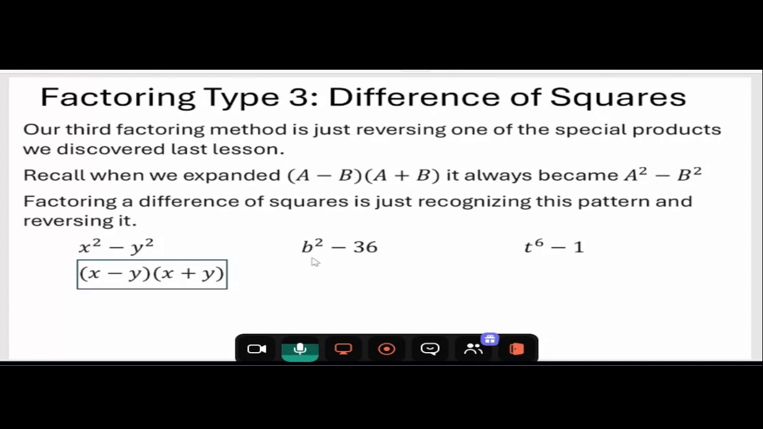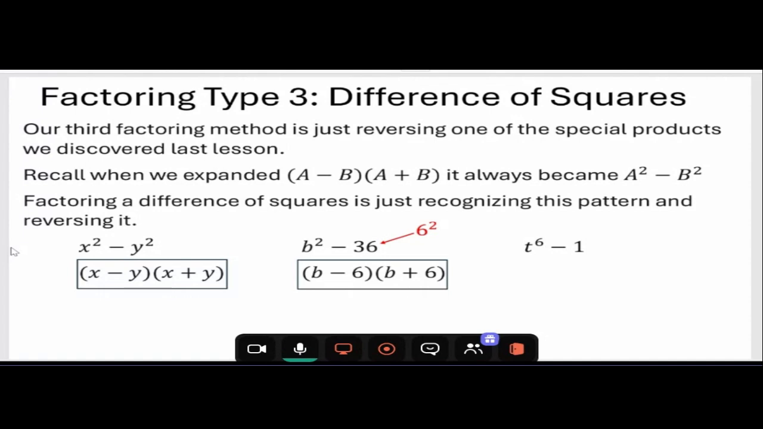How about this one? b squared minus 36. Is that something squared? Yeah, it is. b squared minus 6 squared. So that fits the pattern. Something squared minus something squared. a squared minus b squared, right? So as soon as you recognize you have the pattern b squared minus 6 squared, you know that must have come from b minus 6 times b plus 6.